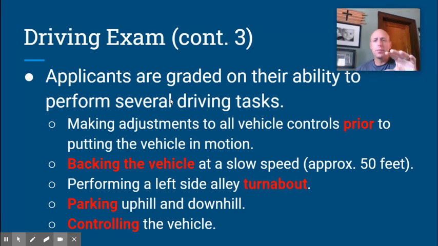So, making those adjustments before you start driving, backing the vehicle up at a slow speed for approximately 50 feet. That's about 3 car lengths or so. Performing a left side alley turnabout. You might not know what that is. We'll go over it in great detail later on. Parking when you're going uphill, parking when you're going downhill. So, you're pulling over to the side of the road, parking on the side of the road, either in an uphill or a downhill position. And we'll talk about what the requirements are in those scenarios later.